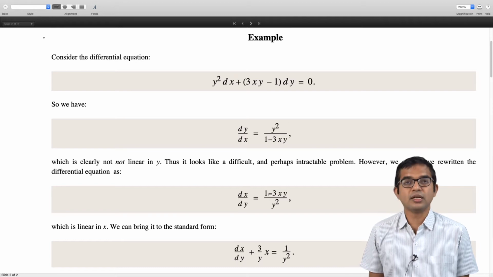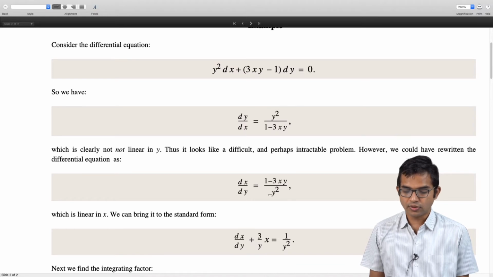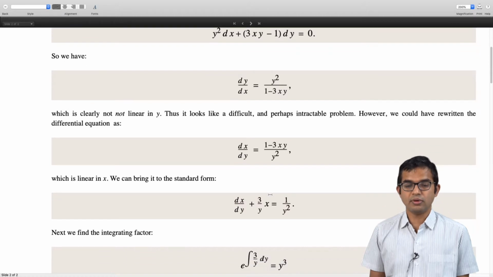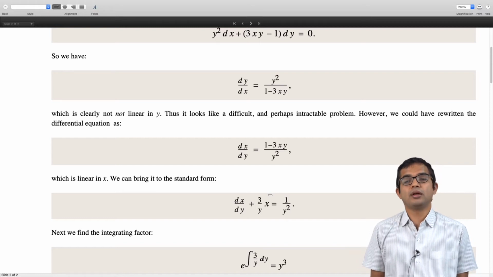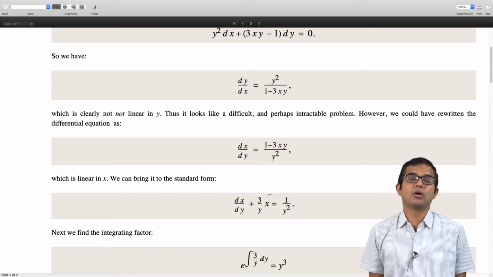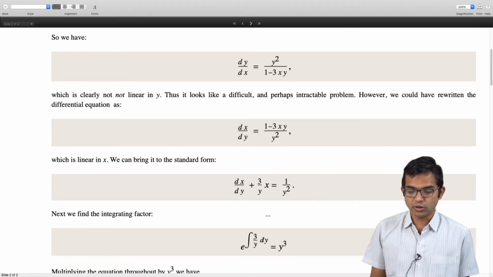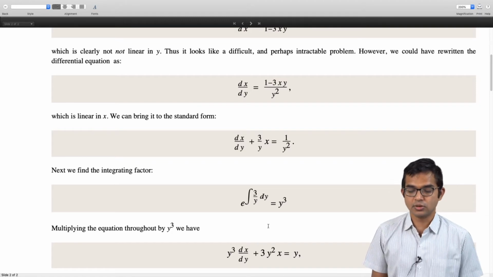So the first step is to find the integrating factor. The integrating factor in this case turns out to be rather straightforward to compute. It's just e to the power integral 3 by y dy. So integral 3 by y dy is 3 times log y, which is the same as log of y cube. So e to the power log of y cube is just y cube. Very straightforward. So the next step is to go ahead and multiply throughout the differential equation with y cube. So you have y cube dx by dy plus 3 times y squared x is equal to y.